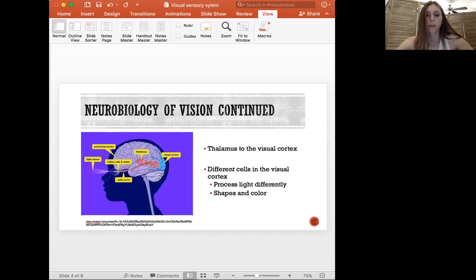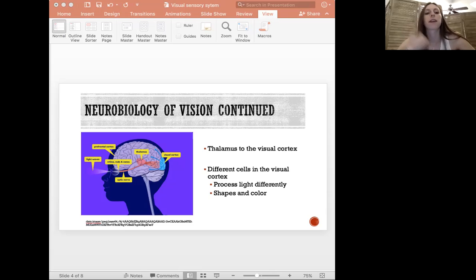All right, so a little bit more neurobiology. All of your visual information from the retina is relayed through the lateral geniculate nucleus, which is basically the thalamus. And then it goes to the primary visual cortex. That primary visual cortex is packed with a variety of cells, and each cell responds differently depending on what type of light you're seeing.